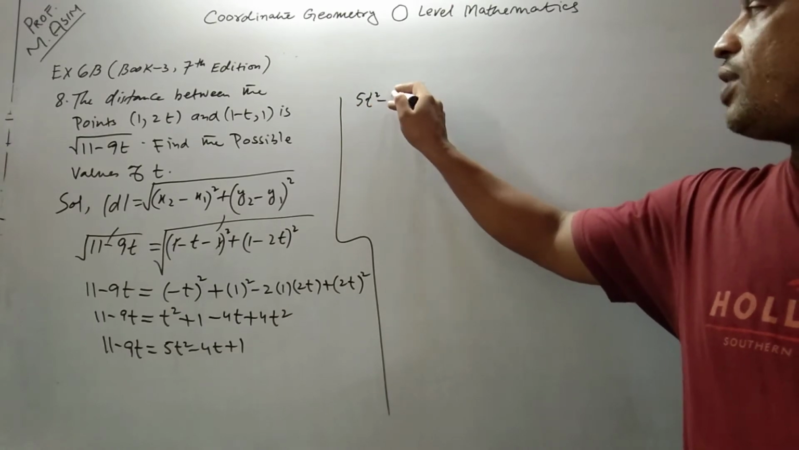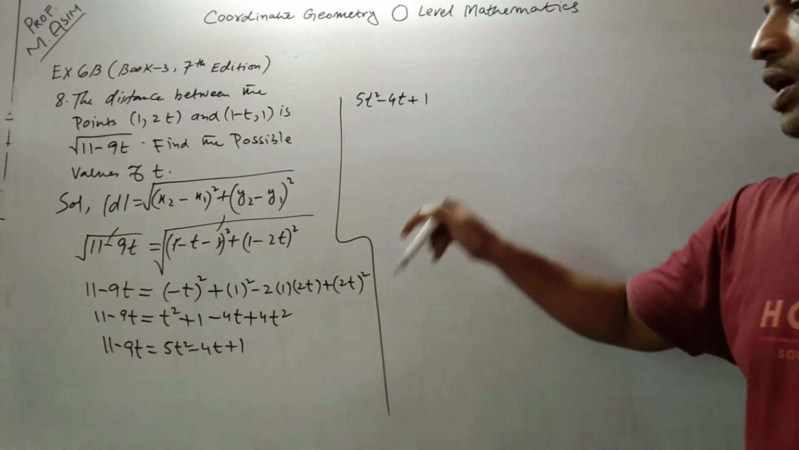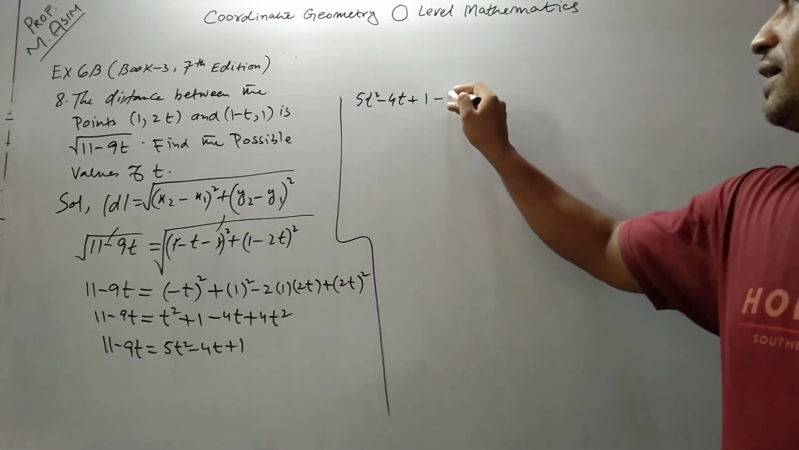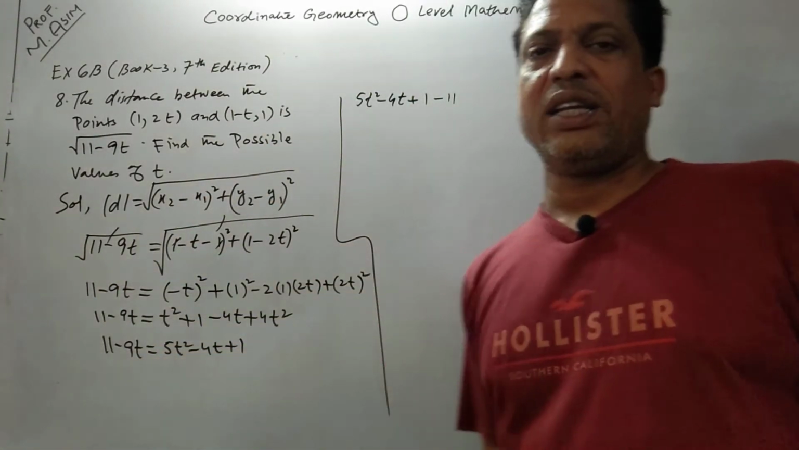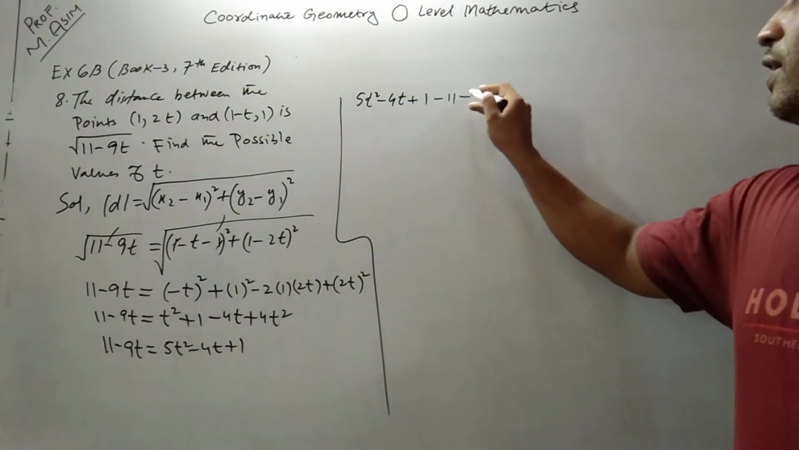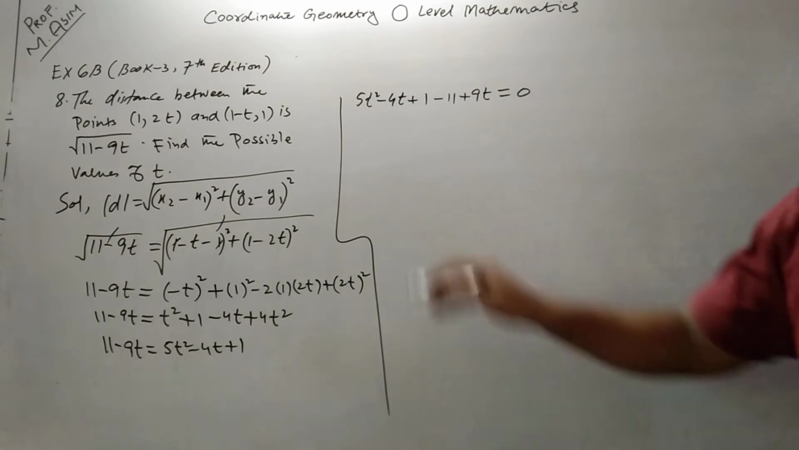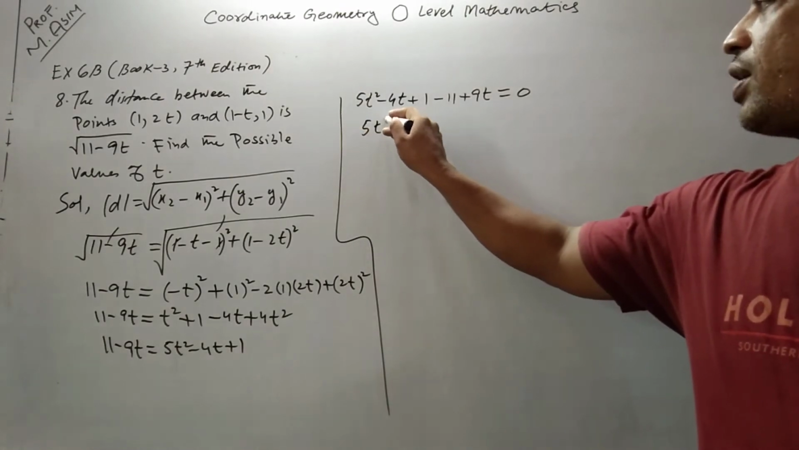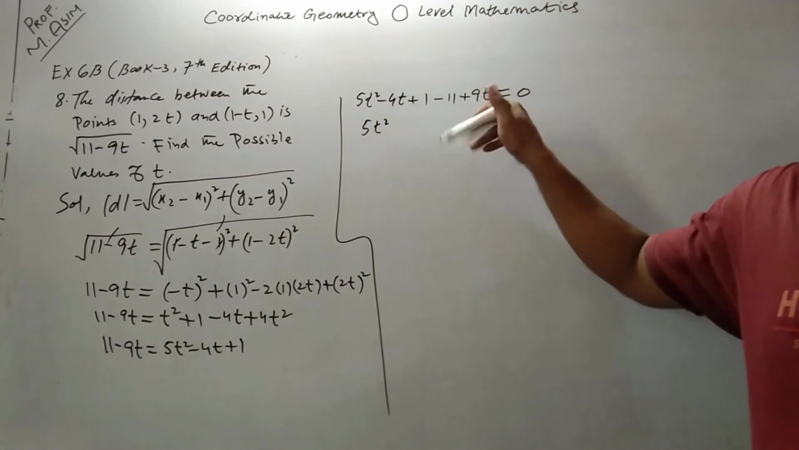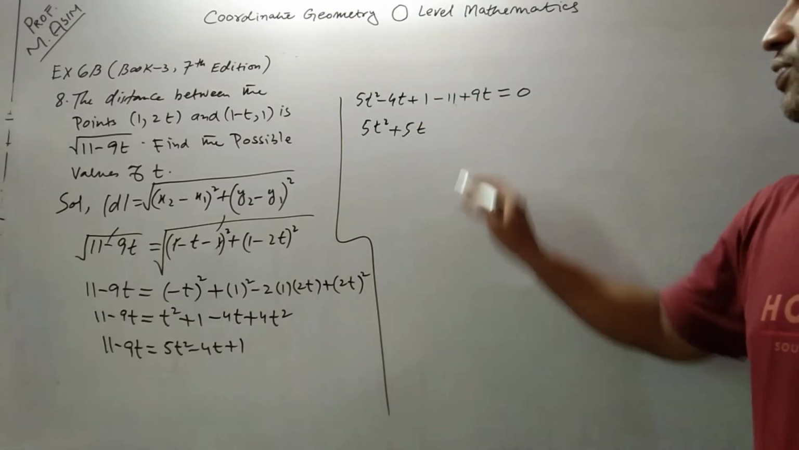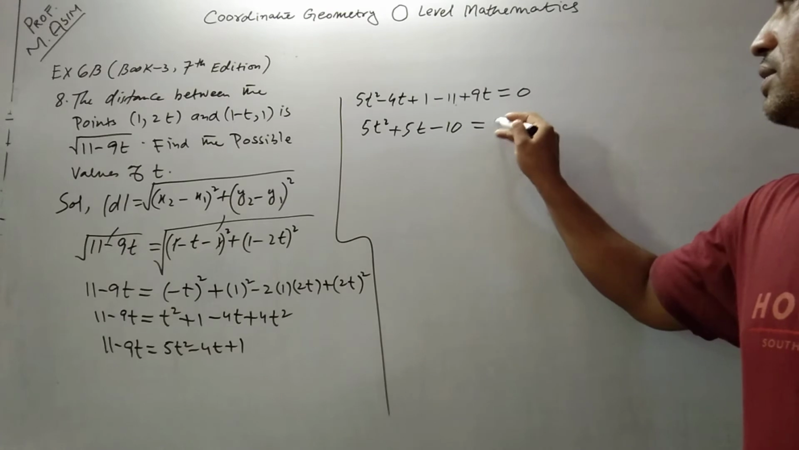So 5t square minus 4t plus 1. This 11 move to this side, this should be minus 11, and this minus 90 move to the other side. It will become plus 90, and the remaining is 0. So 5t square minus 4t plus 90. This is 5t square minus 11 plus 1 is minus 10 is equals to 0.